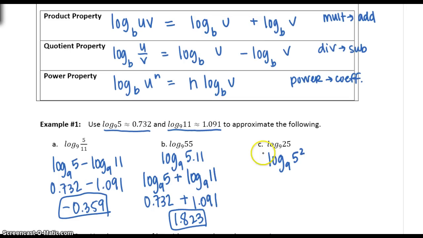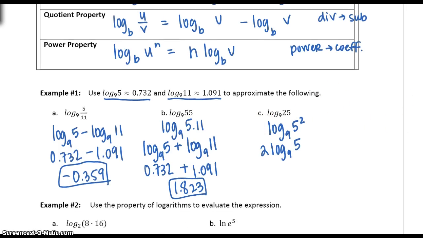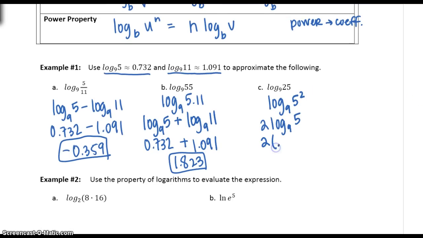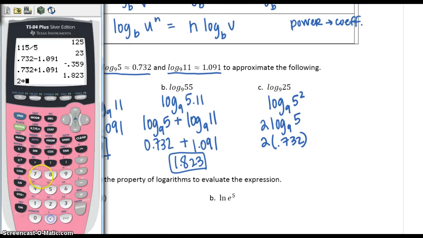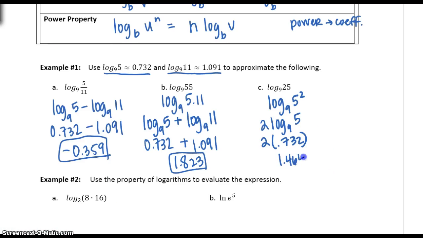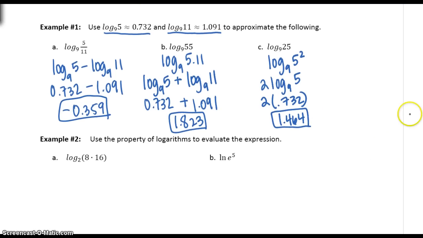You take your 2 and you can pull it down to the front. And you know that log base 9 of 5 is 0.732. So we've got 2 times 0.732, and we have 1.464. Ta-da! All right, so we're done with those. We had to use a lot of properties there too, right? We used all 3. So let's do example 2.